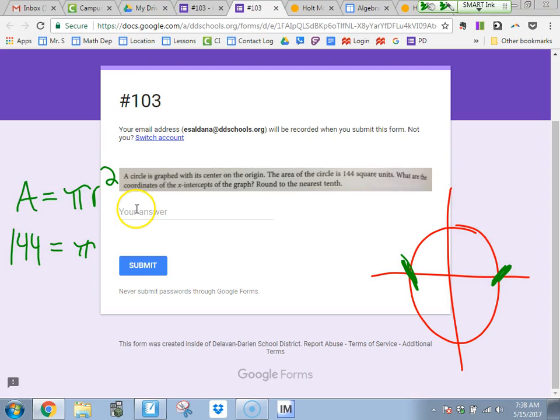So we could plug in x instead of r, just so we remember we're talking about the x-intercepts. It doesn't really matter whether we do or we don't. And then we solve for this. To solve, we first divide by pi. So 144 divided by pi, and that isn't a very nice number. 144 divided by pi ends up being some ugly number, like in this case.